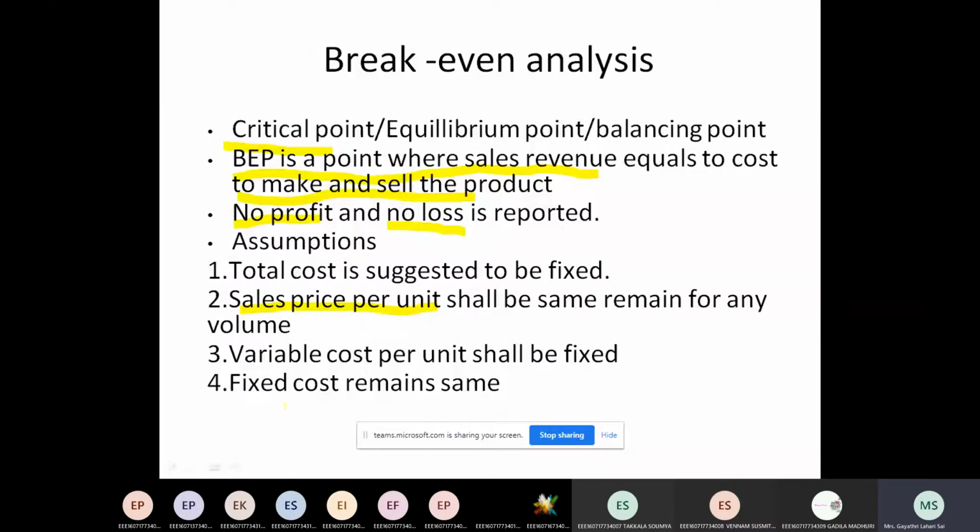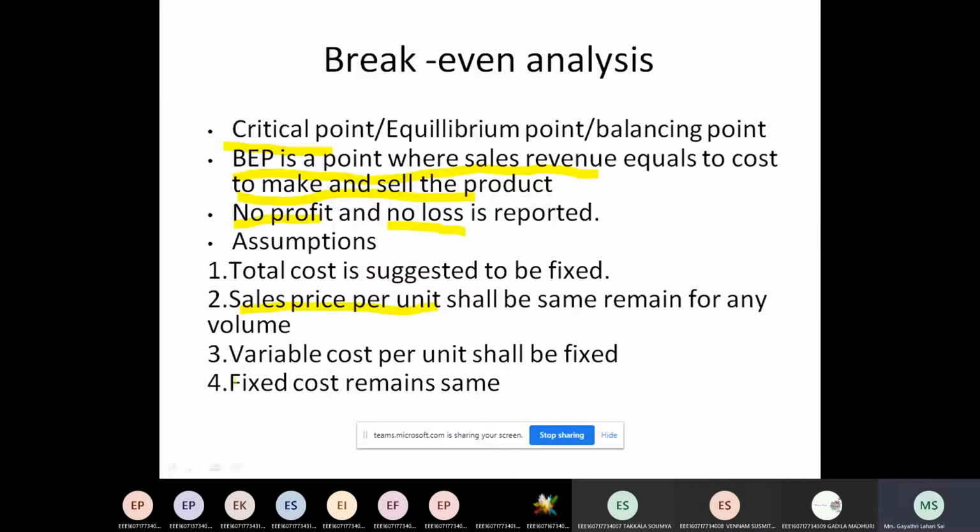So the fourth one, the fixed cost remains the same. If you want to do a break-even analysis, you should always keep the fixed cost, which is a constant, the same. So these are the four assumptions, and the variable cost per unit being fixed is very hard to maintain. So this is a disadvantage of break-even analysis.